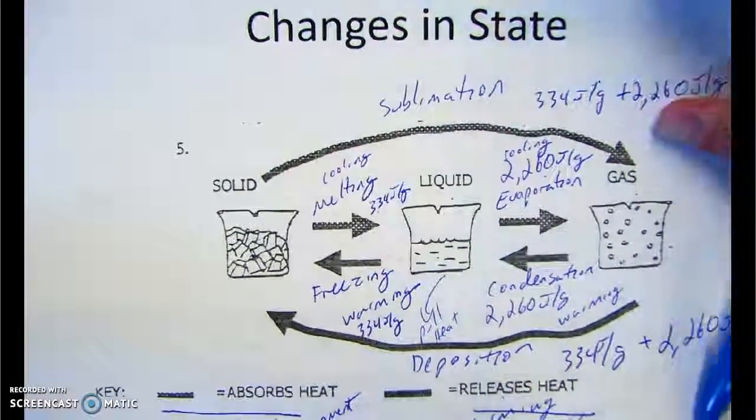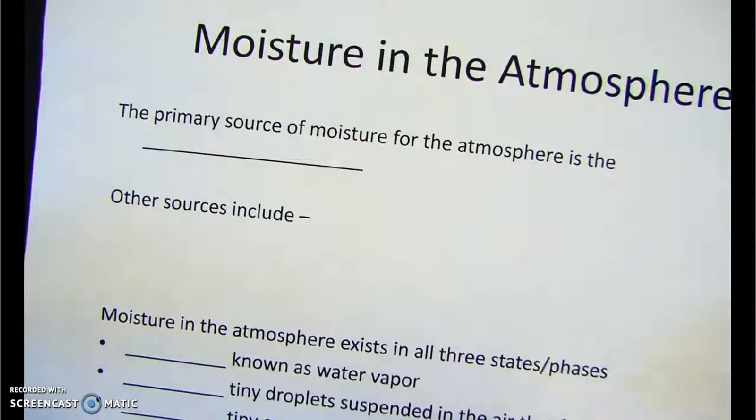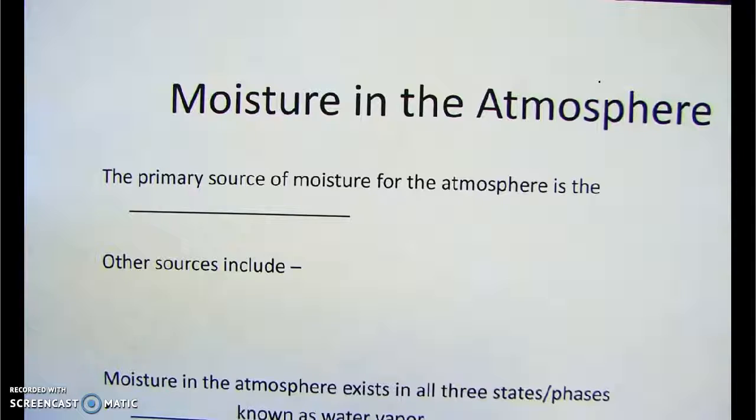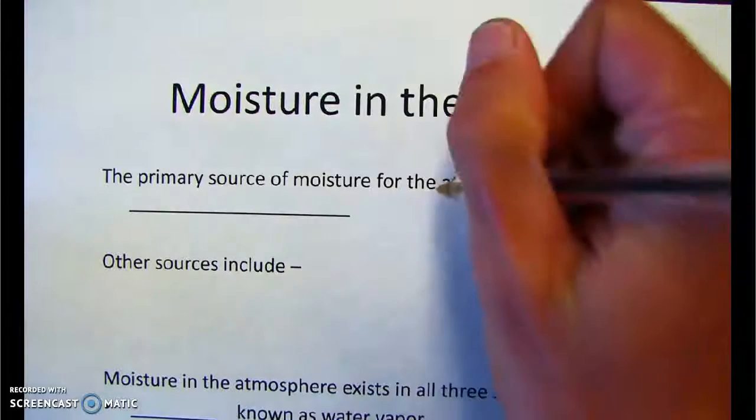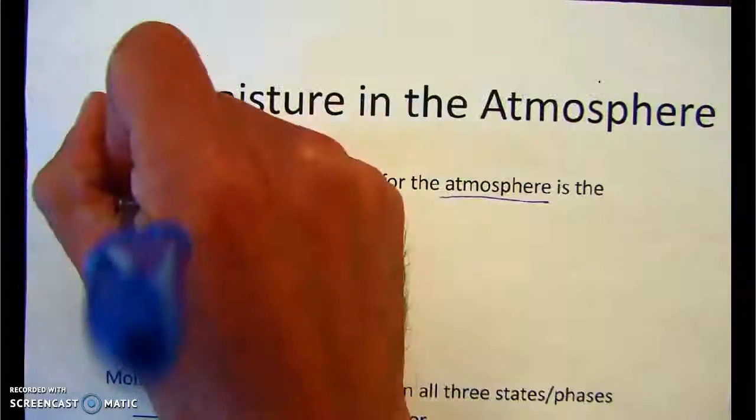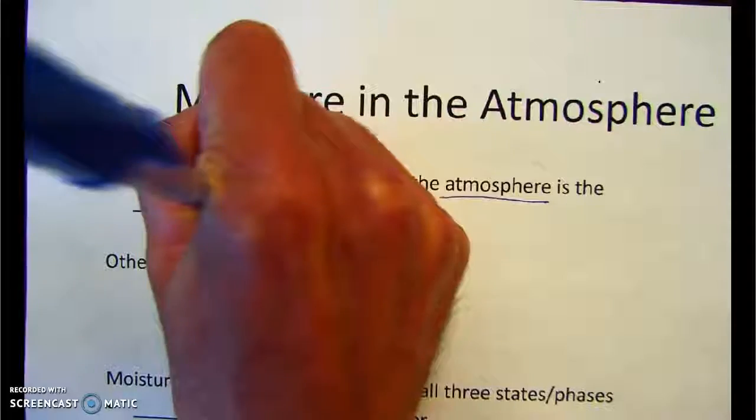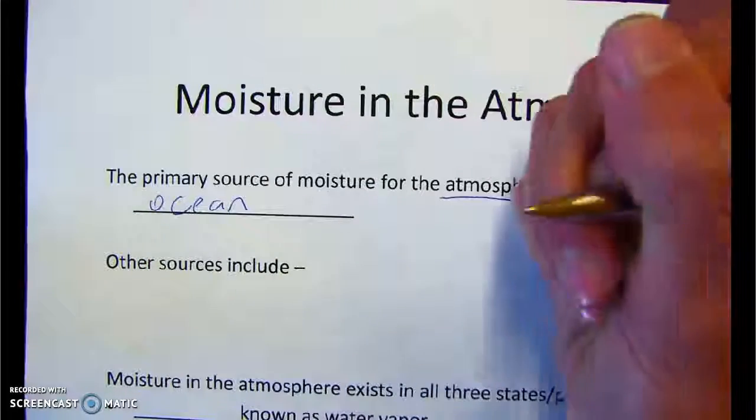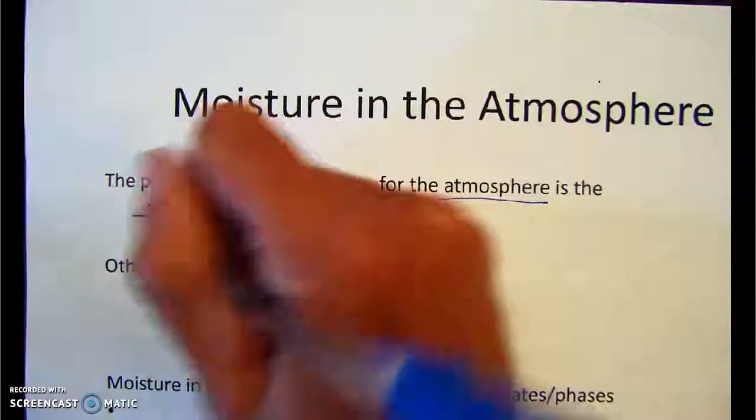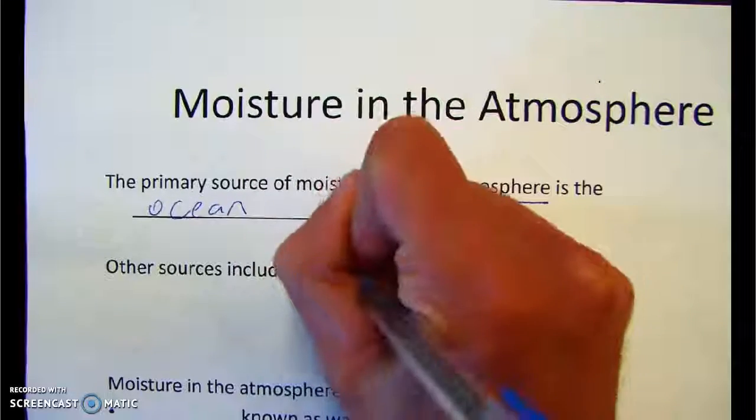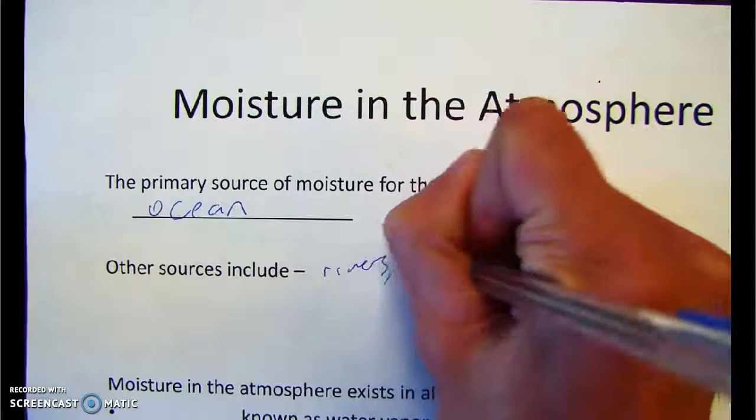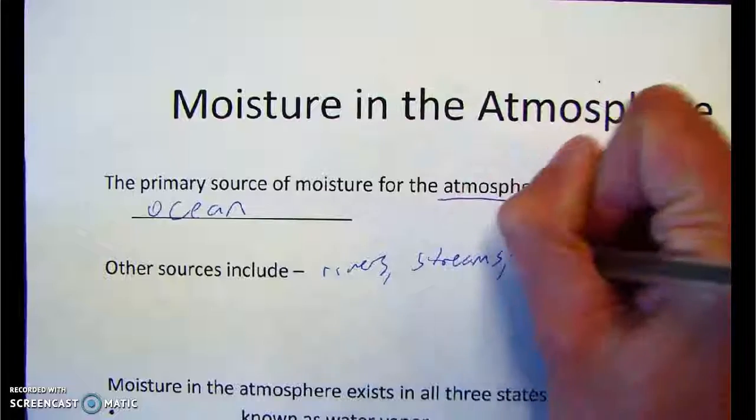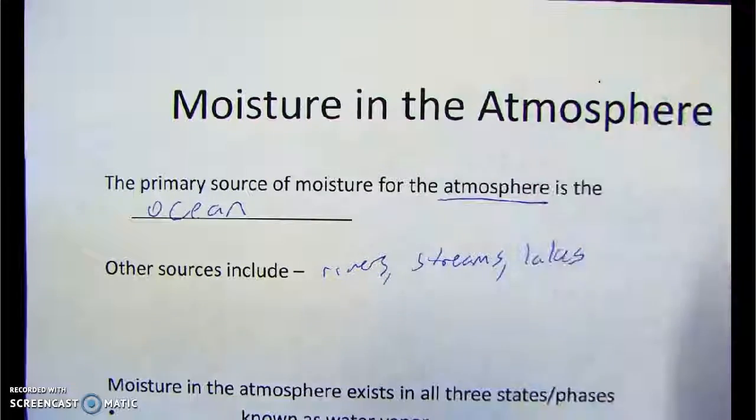And let's just do the next page of this, and then we'll stop for now. So moisture in the atmosphere. We have an abundance of water in the atmosphere. And almost all of the water in the atmosphere really comes from the ocean. The ocean makes up the majority of the world's surface. Other sources of water would be, of course, rivers, streams, lakes, and so on.